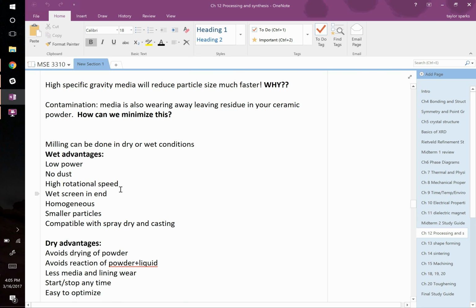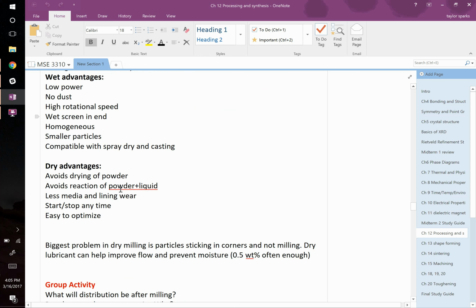Now, if you do dry milling, you have other pros and cons. One is that you avoid the problem of having to dry out your powder. If you dry it out, it's very likely that the particles are going to agglomerate together again, and that might undo all the hard work that you put into separating them and reducing their size in the first place. You can also avoid reactions of the powder with the liquid. It might be that your liquid is completely inert with the material that you're milling, but it might react with it. What if it forms hydroxides? Is that beneficial or detrimental? It's something that you should be aware of.